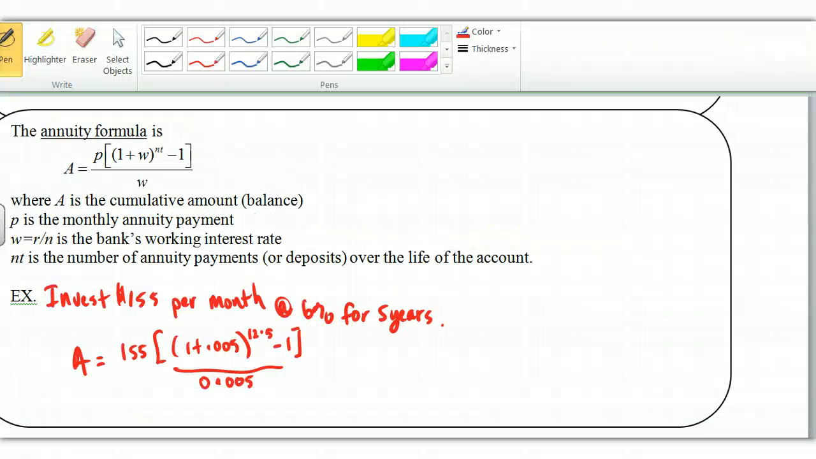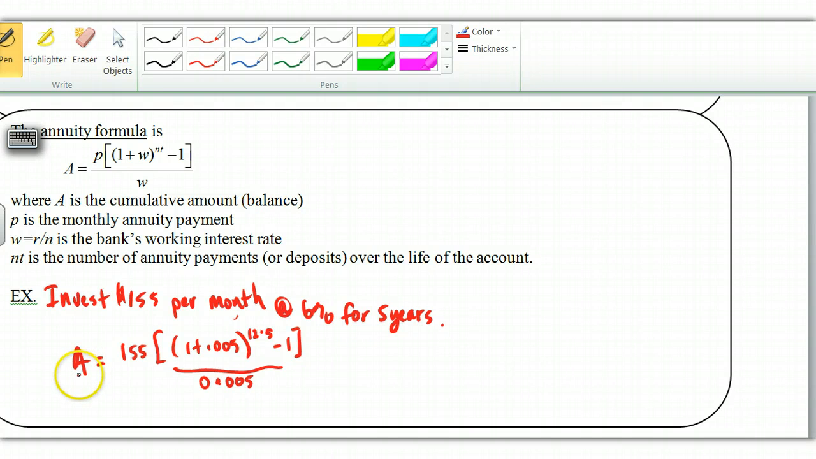Okay, here's my example then. If I invest $155 per month, that means I'm just putting in $155 every single month at 6% for 5 years. Well, that's going to accumulate to a nice little sum. How much would you guess that would be? Well, I don't know where you're at with your guesses, but let's calculate this and figure this out.